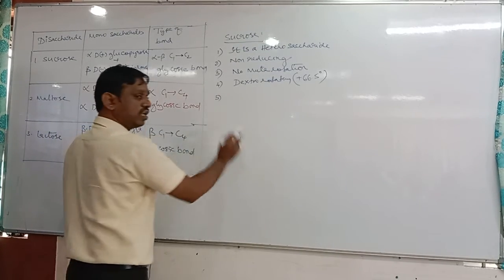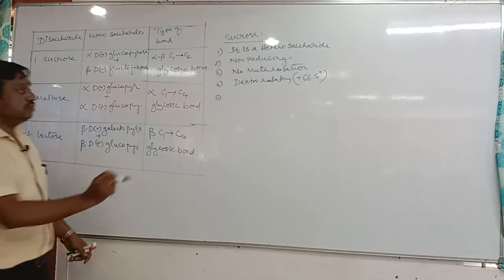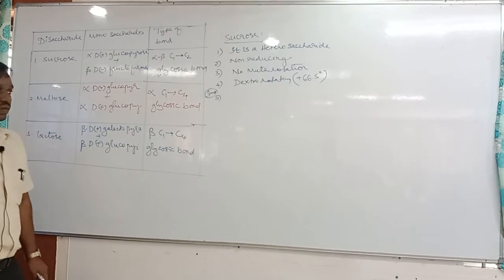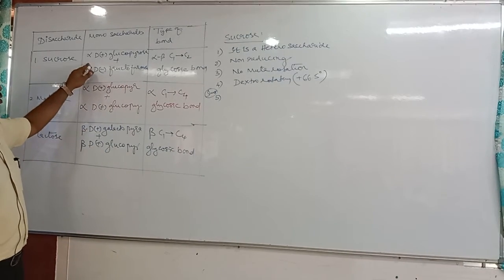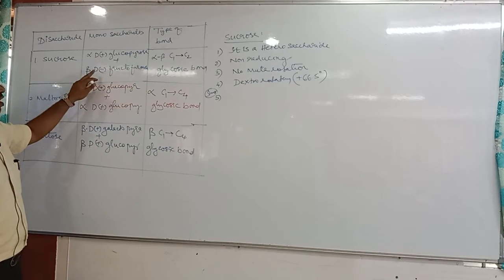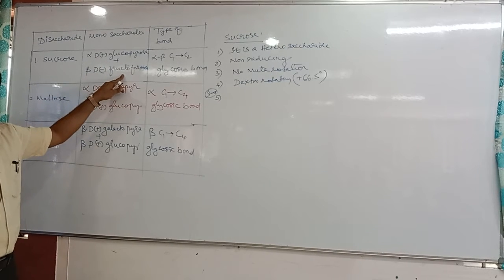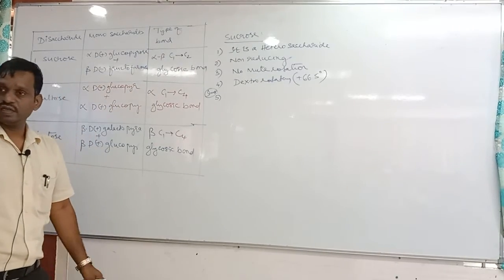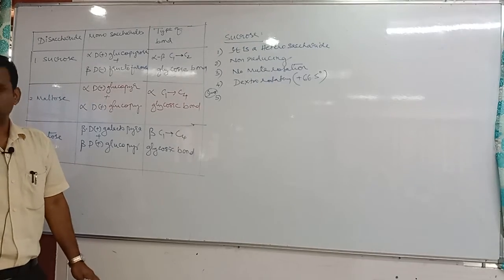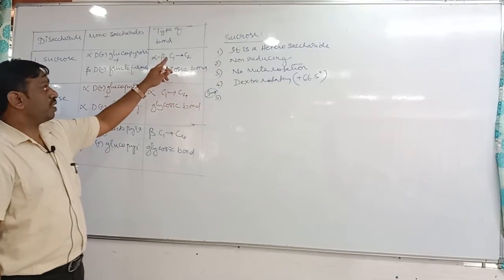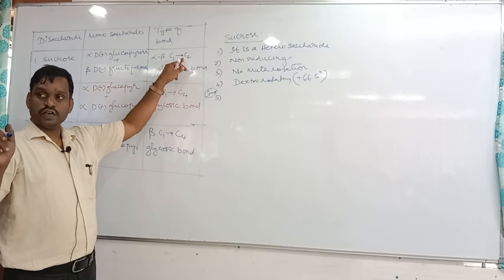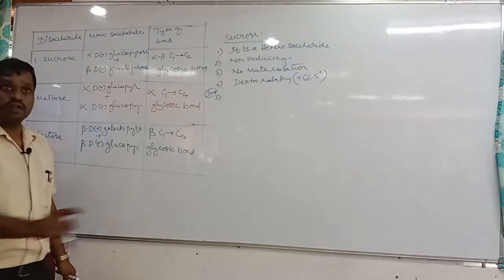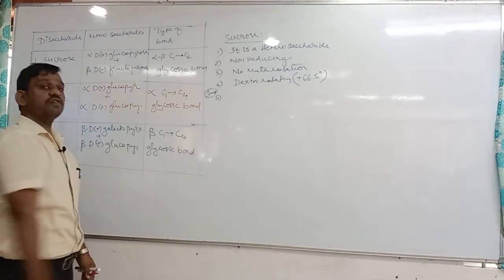Then what is the structural information? Tell me, this is important. Sucrose is composed of two monomers. Which monomers? Sucrose is composed of alpha D plus glucopyranose and beta D minus fructopyranose, which are joined together by an alpha beta C1 to C2 glycosidic bond. What is the meaning of C1 to C2? The first carbon of glucose is linked with the second carbon of fructose. There is a bond between the first carbon of glucose and the second carbon of fructose.